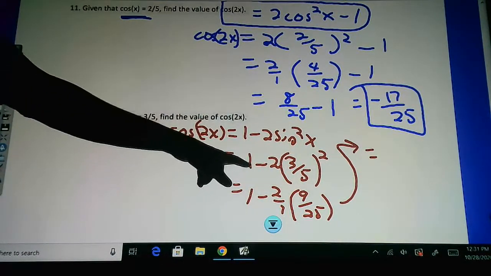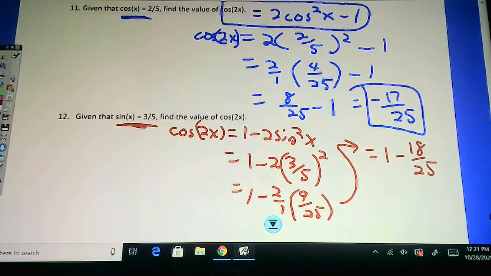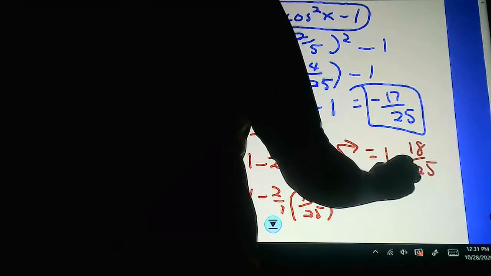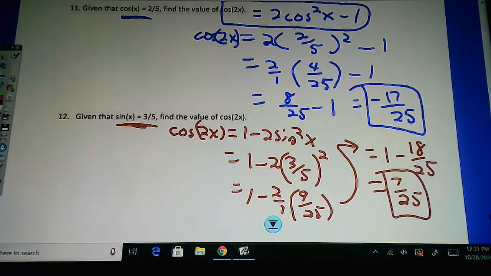All right, so I have 9 25ths times 2 is 18. So I have 1 minus 18 out of 25. I had a bowl full of 25 pieces of candy. I ate 18 of those pieces of candy. How many do I have left? I have 7 out of the original 25. So cosine 2x rules are easy. Sine of 2x is hard. You got to do extra work on that.